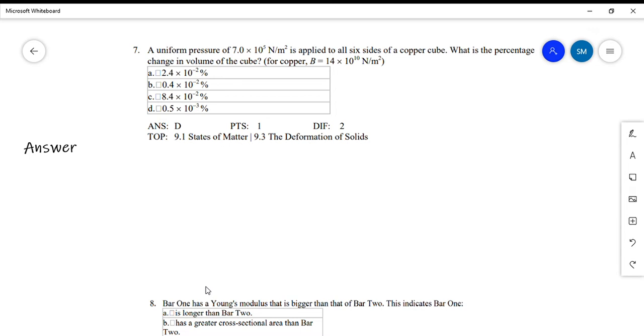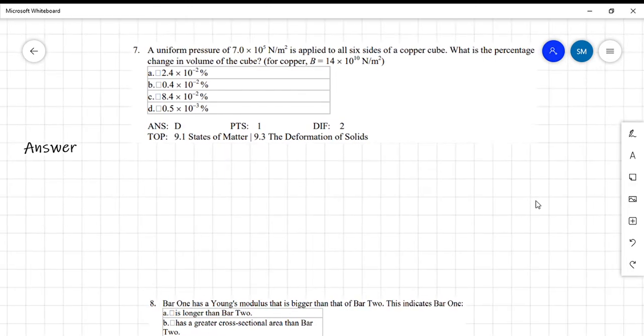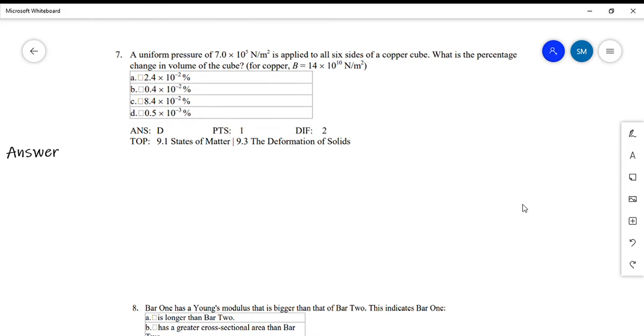Question number 7. A uniform pressure of 7 times 10 power 5 Newton per meter square is applied to all 6 sides of a copper cube. What is the percentage of the change in volume of the cube?